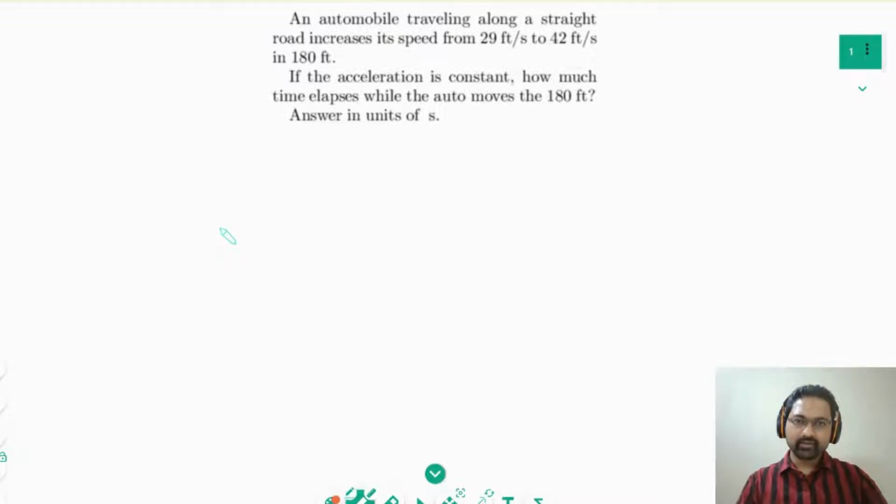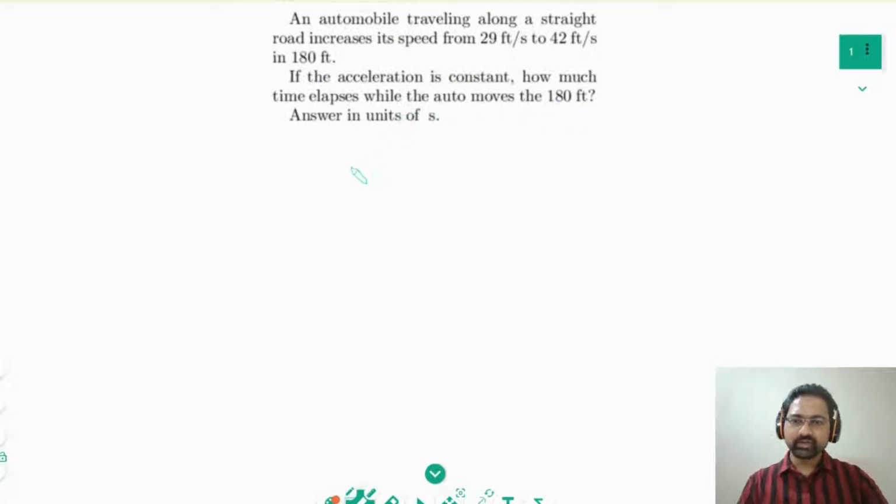It says that an automobile traveling along a straight line road increases its speed from 29 feet per second to 42 feet per second in 180 feet. If the acceleration is constant, how much time elapses when the auto moves the 180 feet distance?